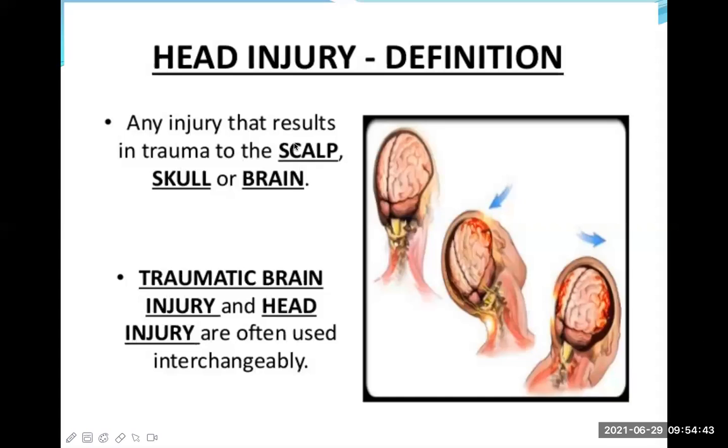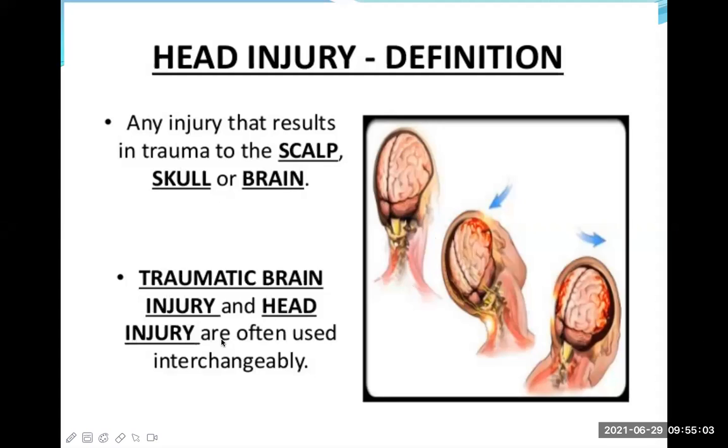Now, any injury that results in trauma to the scalp, skull, or brain comes under head injury. Scalp is the outermost covering, skull is the bone, then brain is the organ which is present in our head.